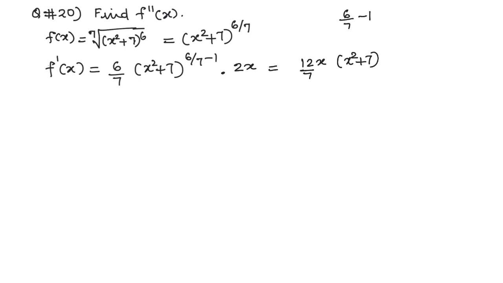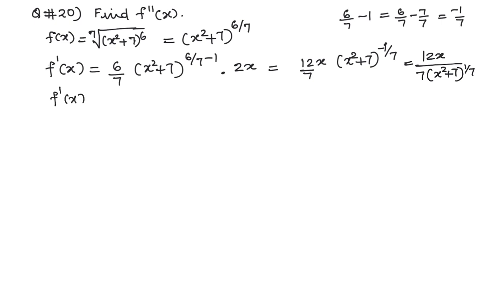6 over 7 minus 1, that is negative 1 over 7. I'm going to move this to the denominator so that the exponent will be positive. So 12x over 7 times x square plus 7 power 1 over 7. So now my first derivative is 12x over 7 times x square plus 7 power 1 over 7.